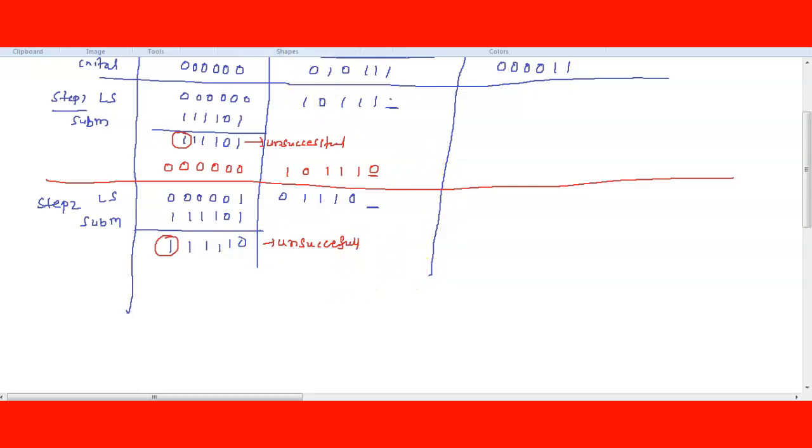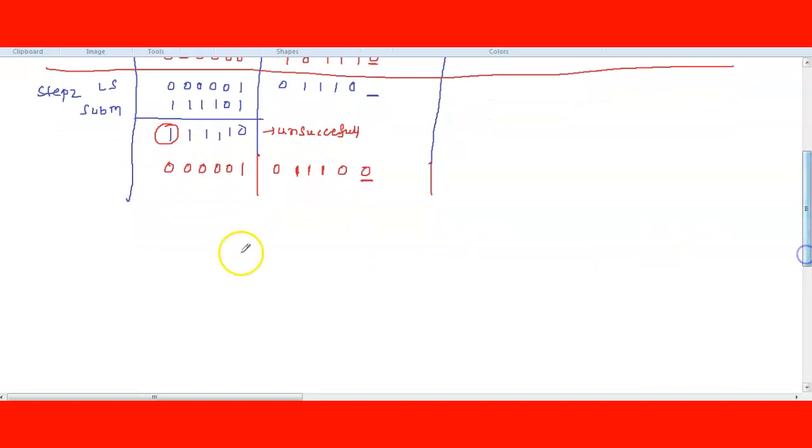Unsuccessful steps can occur many times, that's why this method is a little slow, and the restoration method is what we will do first. But this step is unsuccessful, so we have to restore the values. Restoring the values means writing the previous values. So 0 0 0 0 0 1, and 0 1 1 1 0, and this also 0, because the quotient bit will be 0 since this step was unsuccessful. Till here step 2 is over.